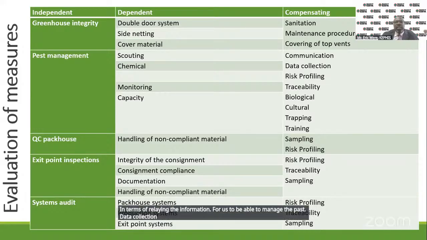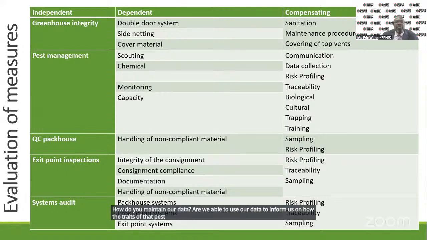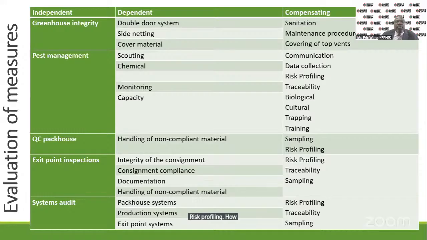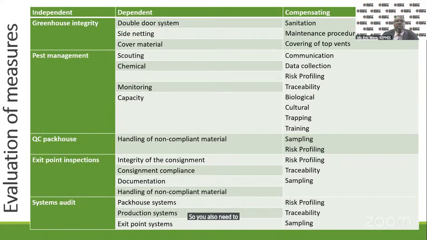Data collection. How do we maintain our data? Are we able to use our data to inform us on the trends of that pest in our farm? Risk profiling. How do I profile my varieties in the farm? Which variety is more susceptible? Which one do I normally have more catches of FCM on? So you also need to profile. The moment you are able to profile your varieties, then you will be able to put the right measures to control FCM on that particular variety.